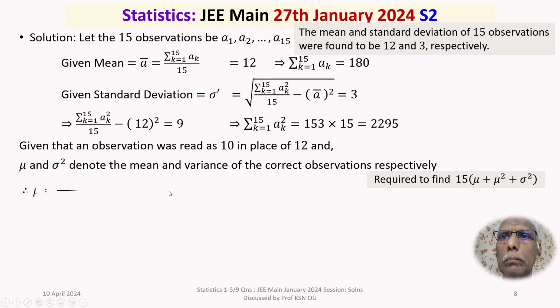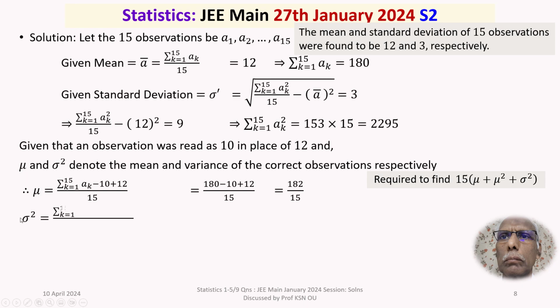Agreed. We go for mu. Mu is equal to the sum of ak, k is equal to 1 to 15, by 15. And in these 15 observations, we have read 10, but actually we are supposed to read 12. So therefore, you subtract 10 and add 12. Now the sum of the correct observations you will get, and that divided by 15, that is 180 minus 10 plus 12 by 15. That is 182 by 15. That is the mu, that is the mean of the correct observations.